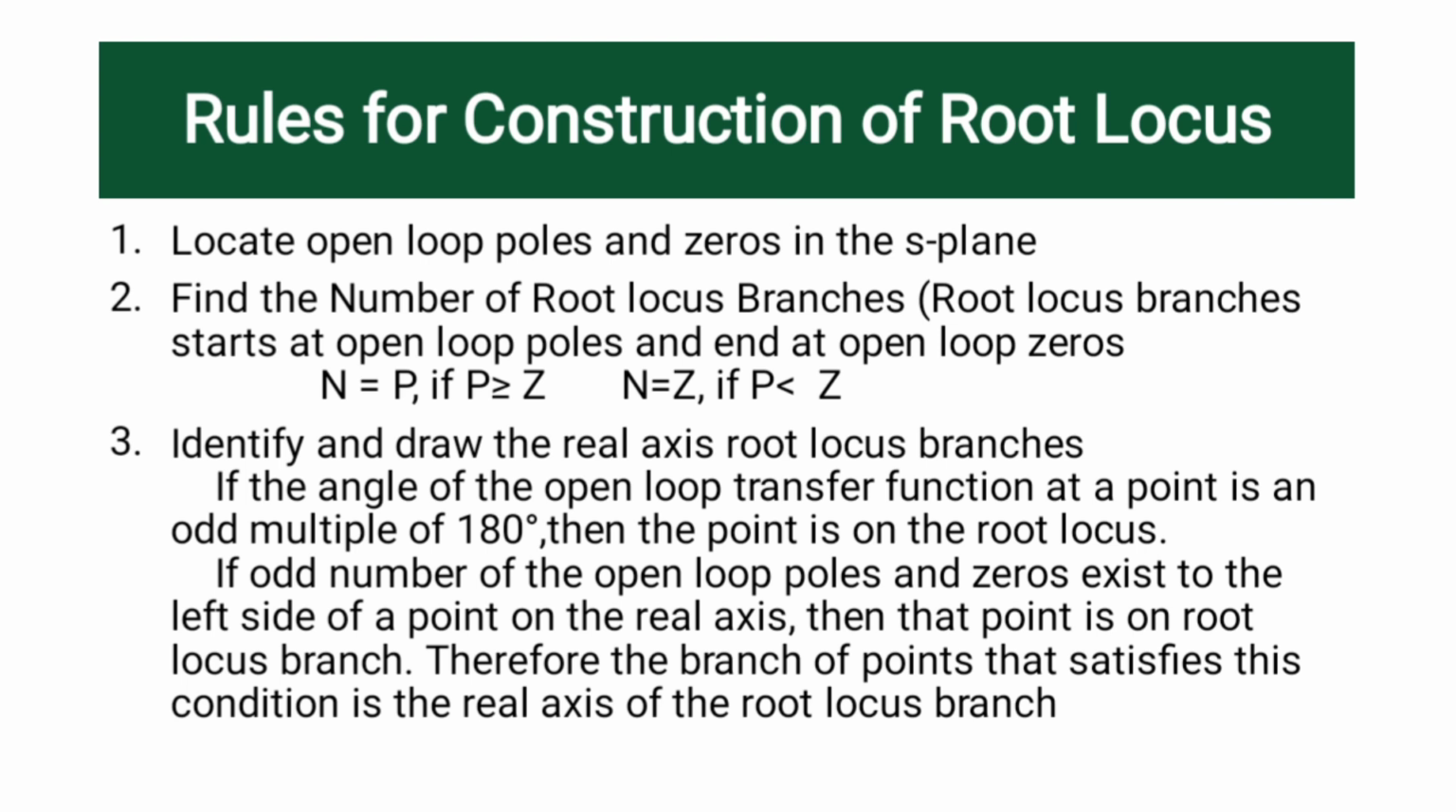If n is the number of branches, then n equal to p if p is greater than or equal to z, that means if poles are greater than or equal to zeros, in that case the number of branches is equal to 3. If we have 3 poles, we have 3 branches. If n equal to z, that means if the number of poles is less than the number of zeros, the number of root locus branches is equal to z.